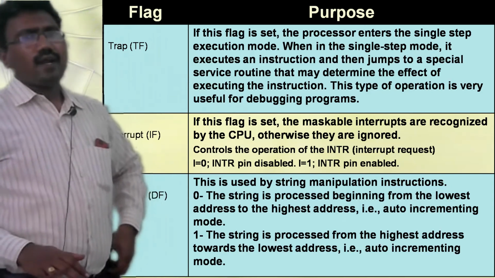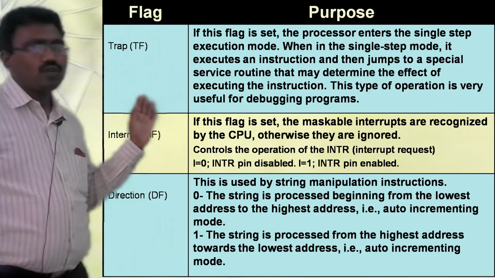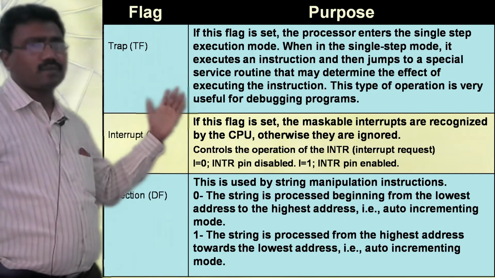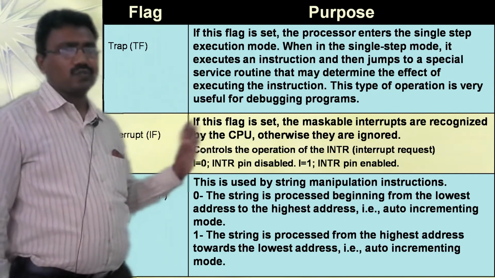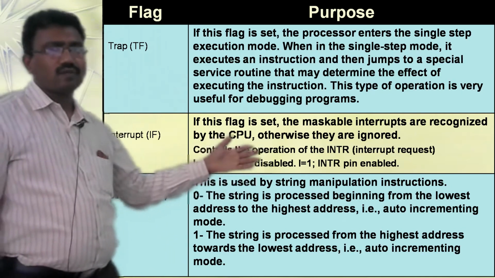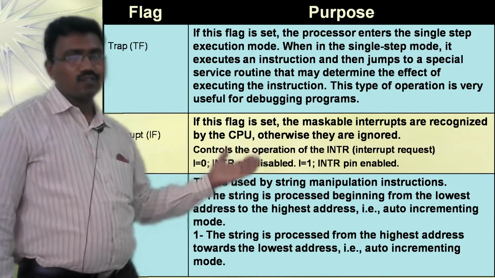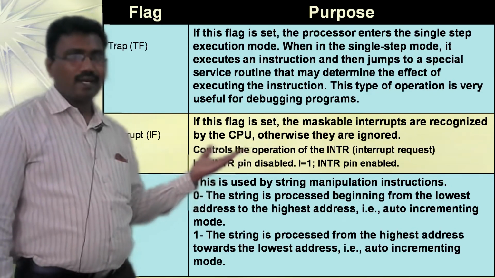Coming to the interrupt flag, if it is equal to 1, then only the CPU recognizes the maskable interrupts. Otherwise, it ignores them. It controls the operation of the INTR request. So through the INTR pin, the 8086 microprocessor accepts the interrupts.